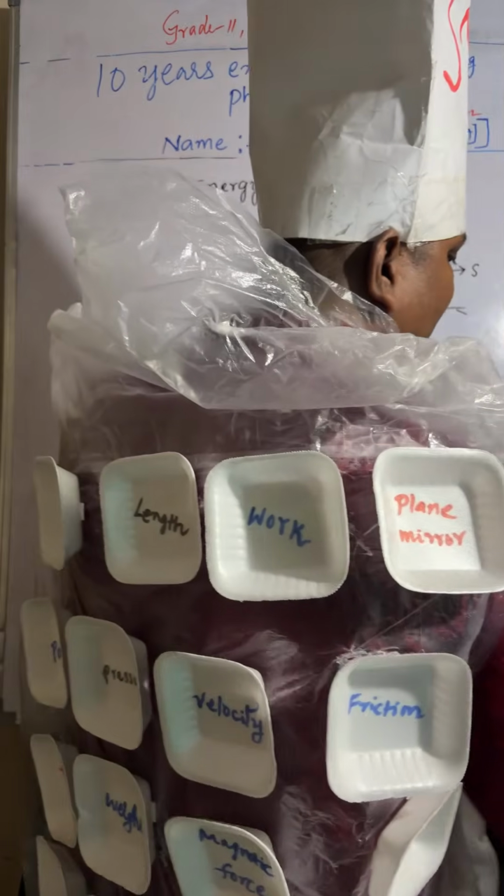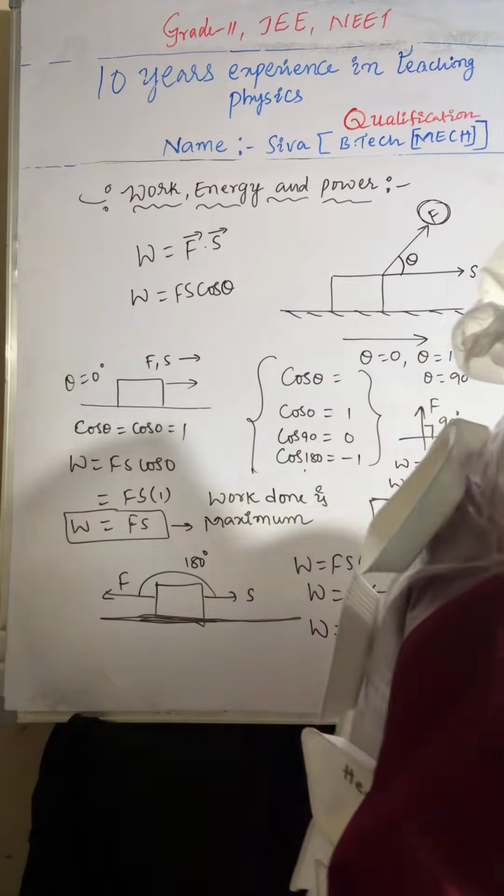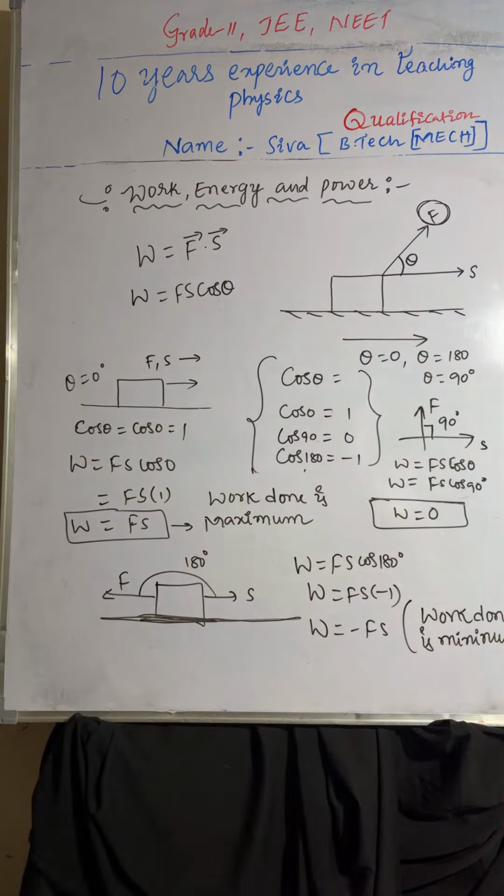So understood or not? One check here in this case. When the force and displacement both are perpendicular to each other, work done is 0. I hope it is very clear. Just check once: work, energy and power.